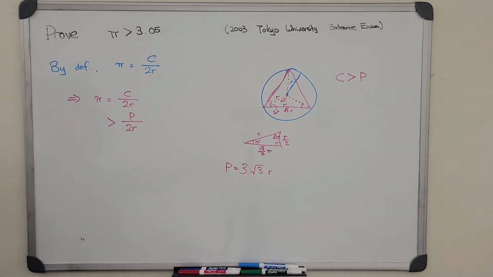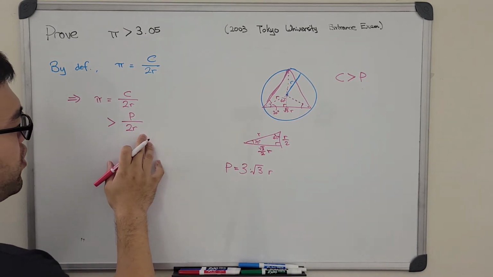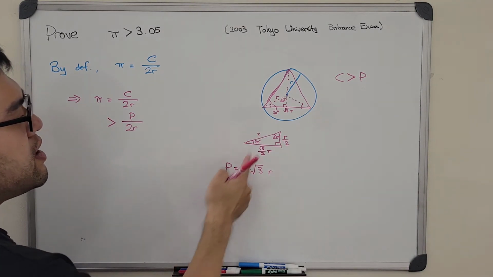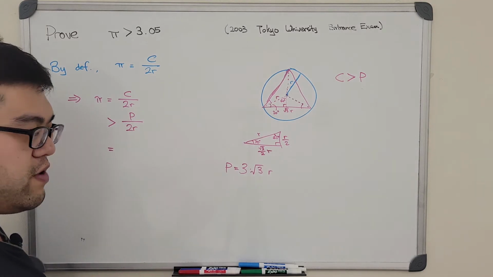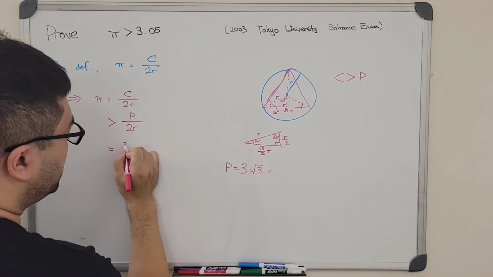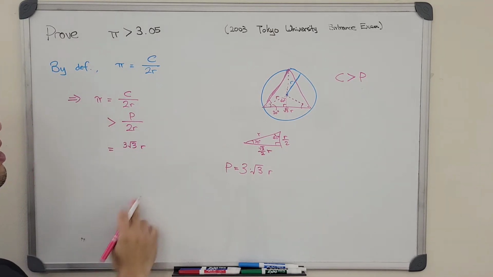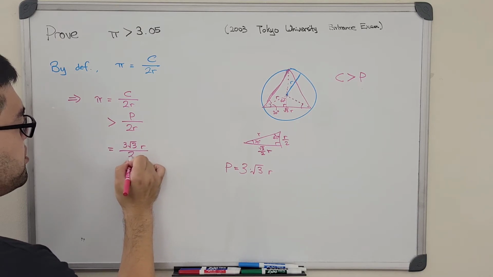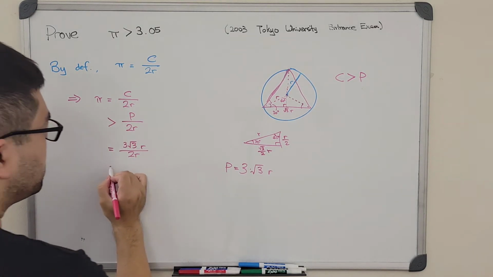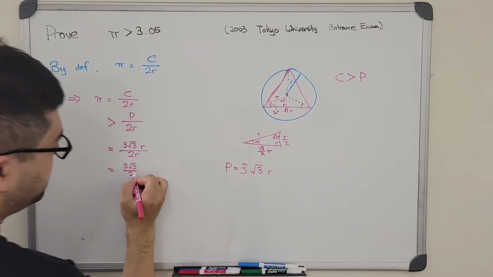And again, r is a positive number, so it doesn't matter what we're dividing by. If c is greater than p, we divide both sides by some positive number, the inequality doesn't change. So we now get the following. And from the figure, we say that the perimeter that we have is the perimeter of a regular triangle. So we will end up with 3 radical 3 times r as the perimeter over 2r. So we see that it doesn't really matter what the radius is, and they'll cancel out because we're taking the ratio. So we get 3 radical 3 over 2, like this.